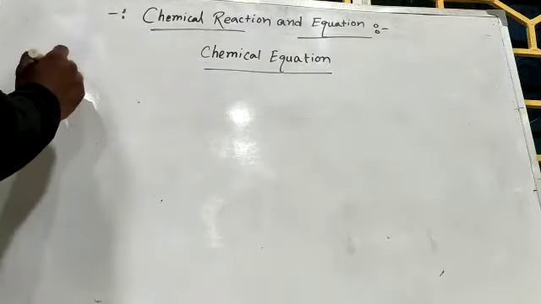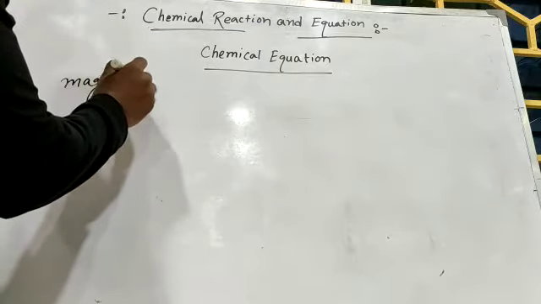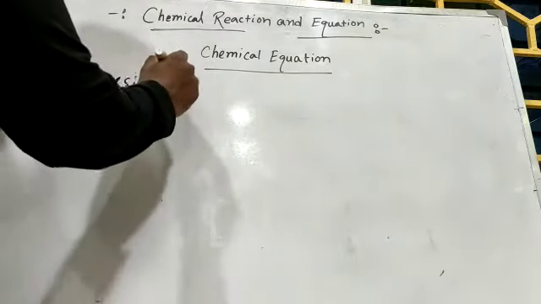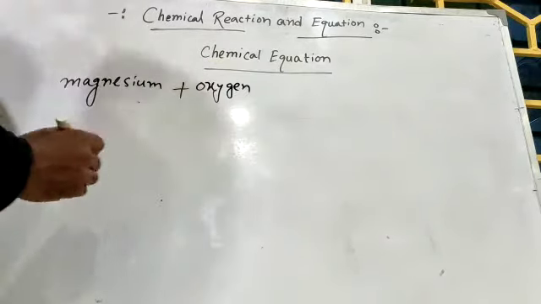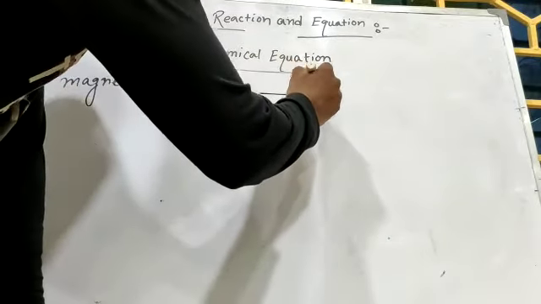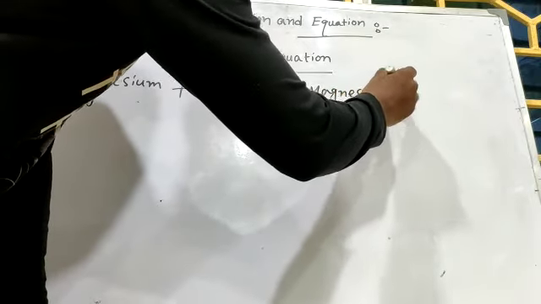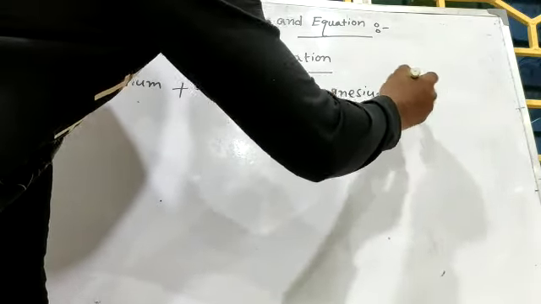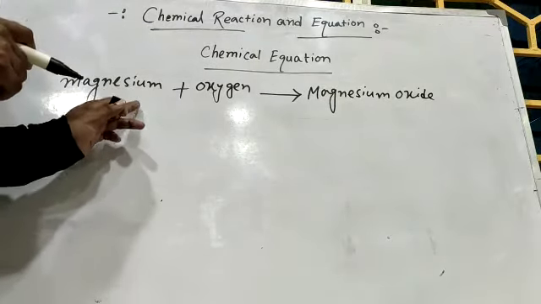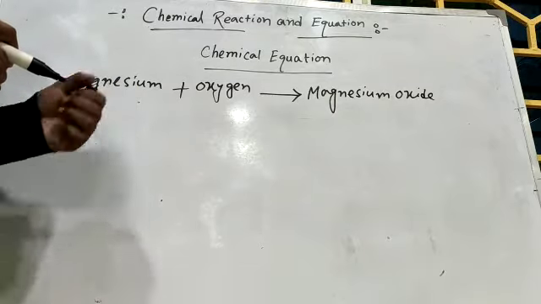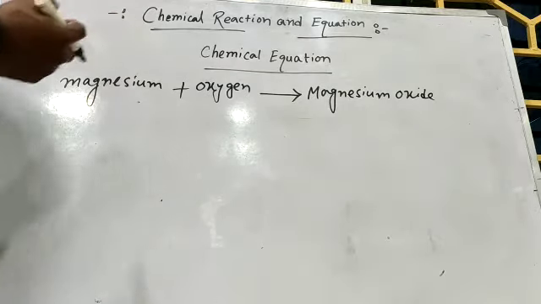That means magnesium burning in air or oxygen gives us magnesium oxide, a white substance. This is not a chemical equation, this is a word equation, the word form. Now we convert the word equation to a chemical equation by the use of symbols of the substances.